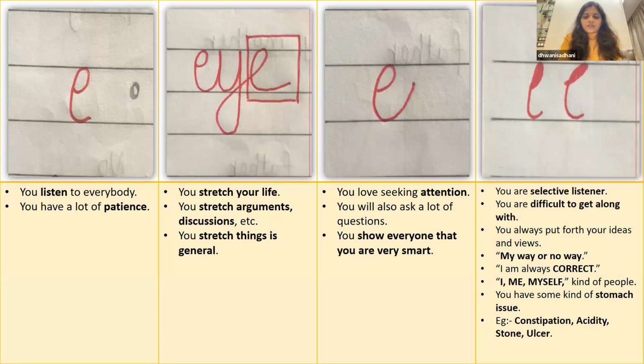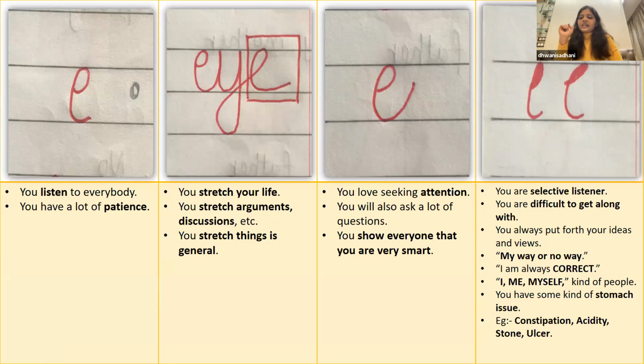Okay, so again, we're going to do 4 types of E's. Now, the first E means that you listen to everybody and you have a lot of patience. This is the ideal E, where you listen to everybody, you take advice, you give advice without hurting anybody, and you're very patient. Okay, then we're going to do the next E.